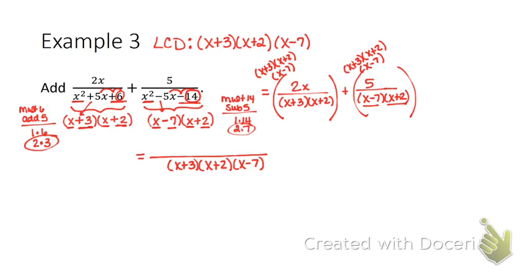All right, so remember for the first fraction, we're going to cancel out that x plus 3, x plus 2. So what's left? x minus 7 times the 2x inside. I'm going to put the 2x first because it's by itself. Then it's plus. Second fraction, we're going to cancel out the x minus 7 and the x plus 2. So we're left with an x plus 3 times the 5 inside. So I'm going to put the 5 first since it's by itself.